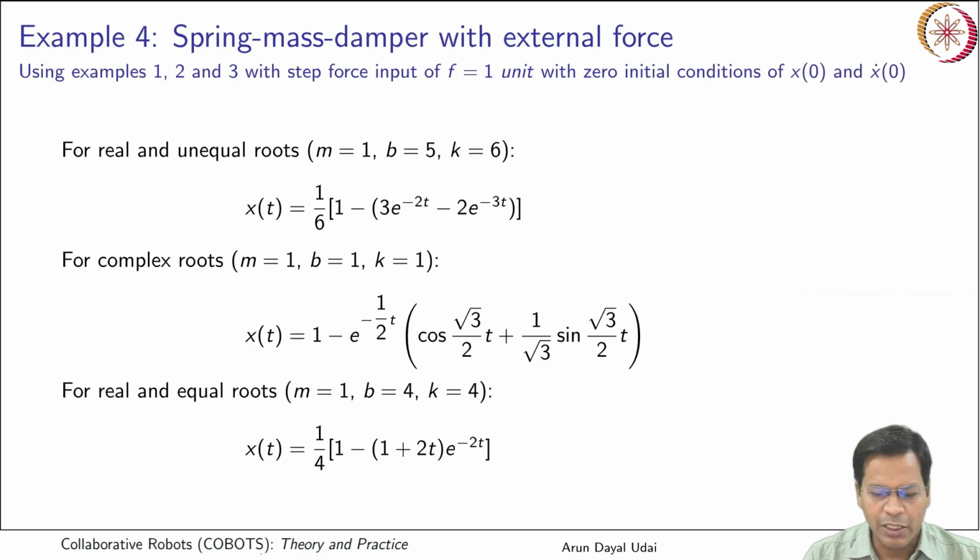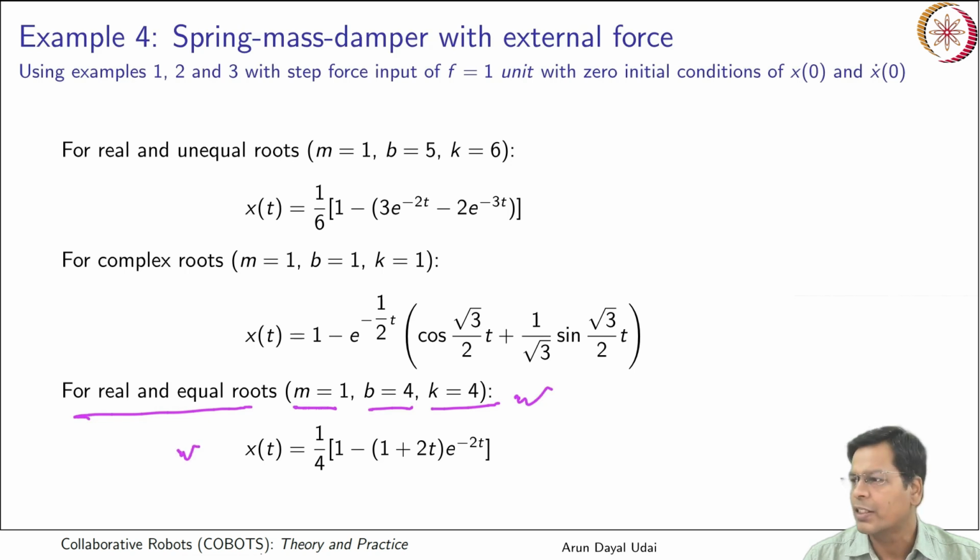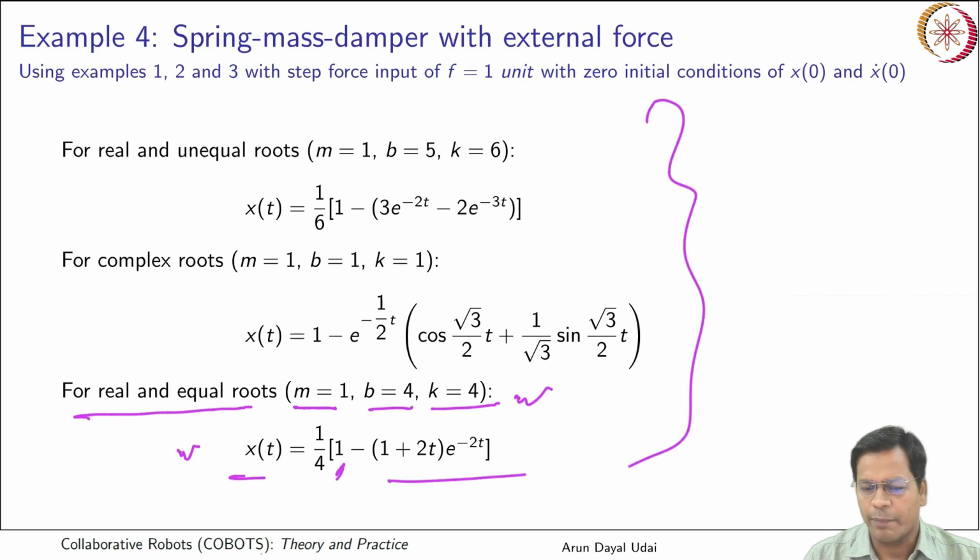force. Okay, similarly for real and equal roots, M is equal to 1, B is equal to 4, K is equal to 4, roots are equal and B square minus 4AC is equal to 0. In that case, you get to see this equation. This should be a critically damped case once again. Okay, and then this is your Cp value that comes here, and everything is like this. So now I'll plot all of them.